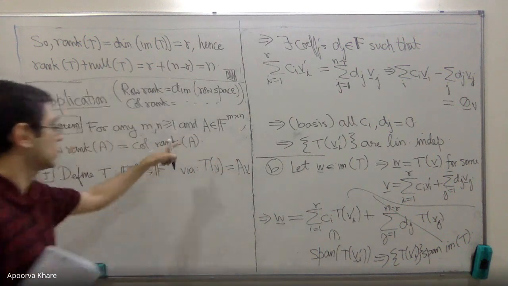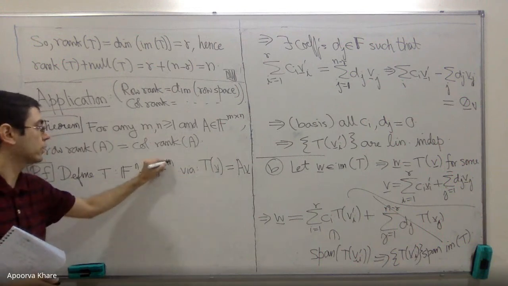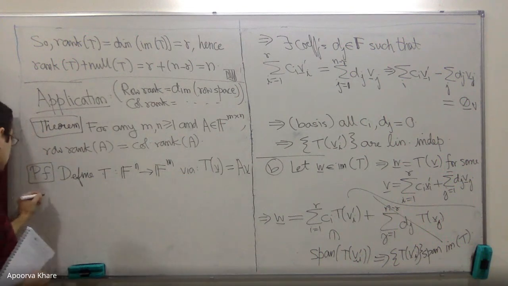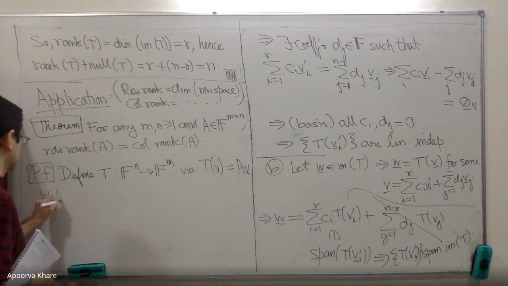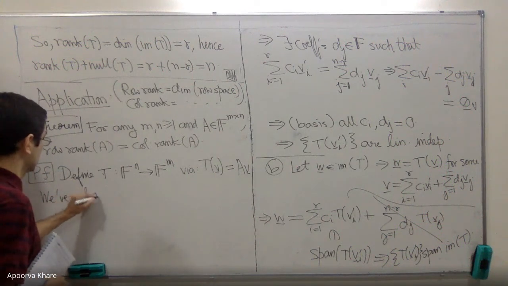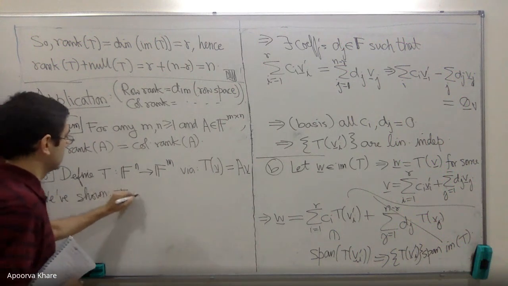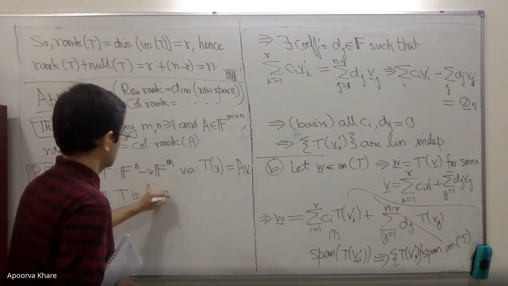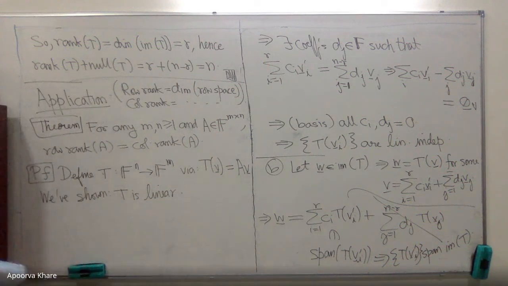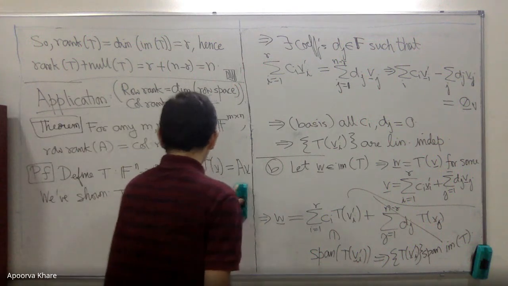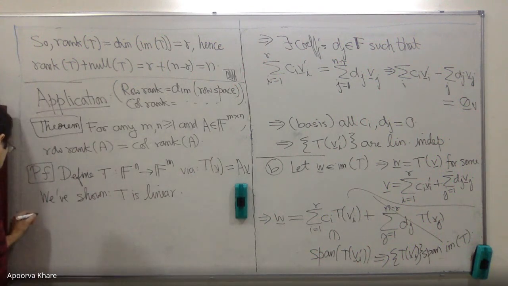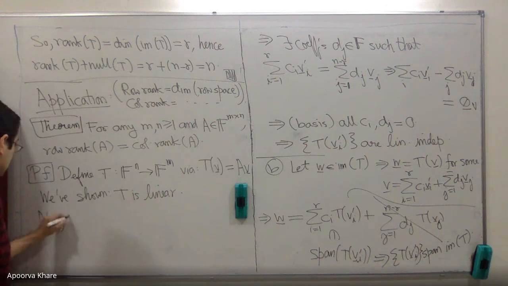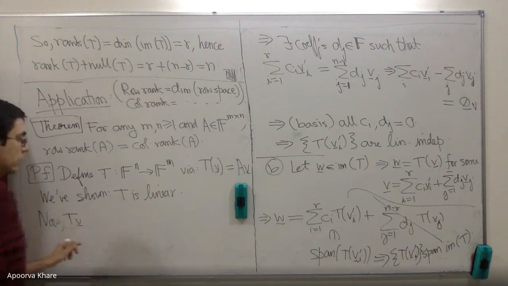Right? So A is m cross n, this is n cross 1, and therefore you get m cross 1. We have shown this is linear. We have shown T is linear. Okay. Therefore, the rank nullity theorem applies. Now, first of all, let's look at the rank. Then we will look at the nullity. So now T times V.